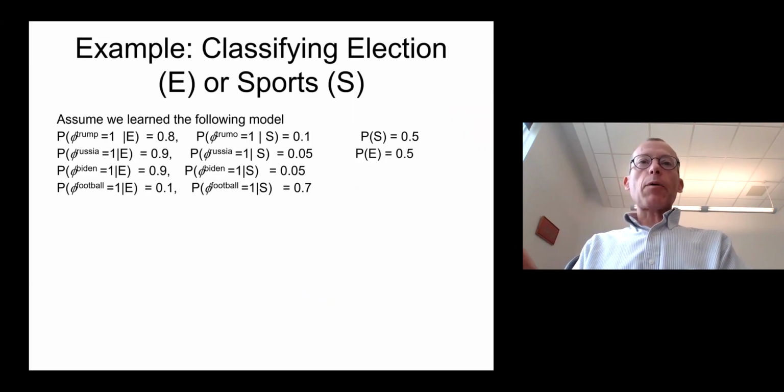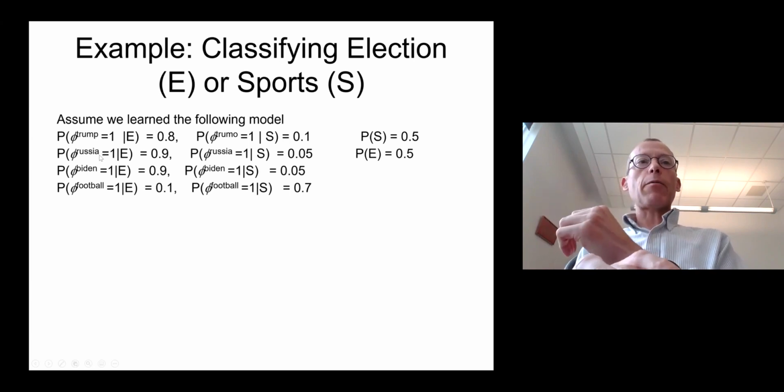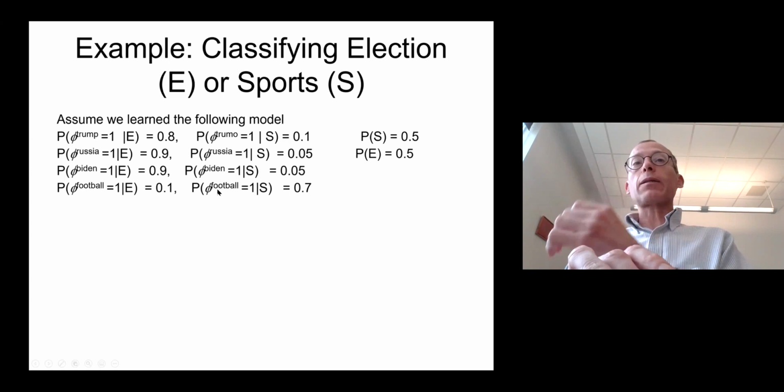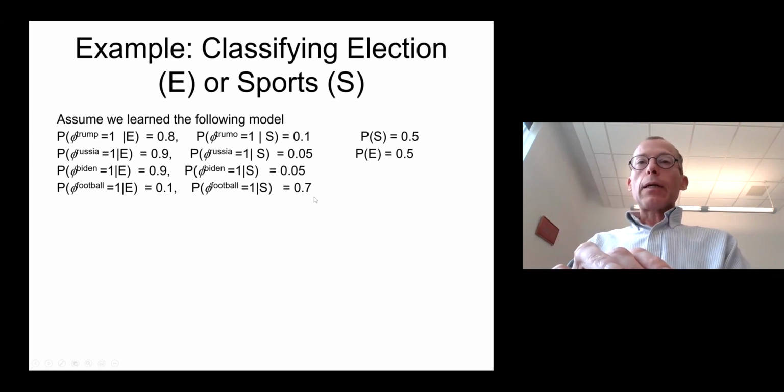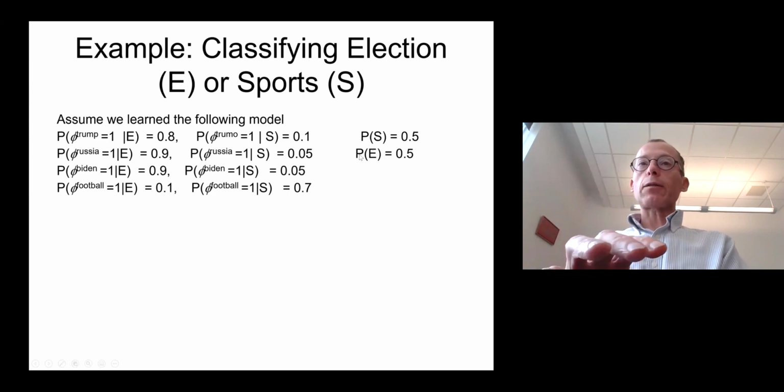Okay, so let's say this is the example, and let's say we have a document that we want to classify as either election or sports. Okay, these are the two classes, and we already learned models for these documents. So for example, we learned that the probability of seeing Trump in an election document is 80%, and maybe Russia 90%, and football is only 10%. But on the other hand, the probability of seeing football in a sports document is 70%. And in the training data, we have a 50-50 chance of sports and election.